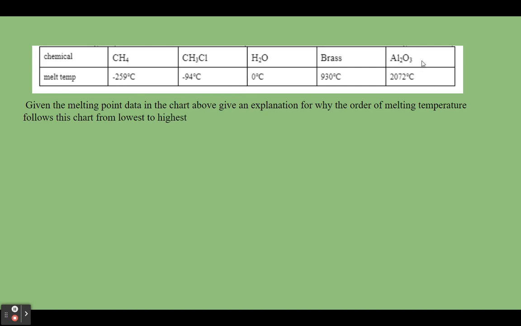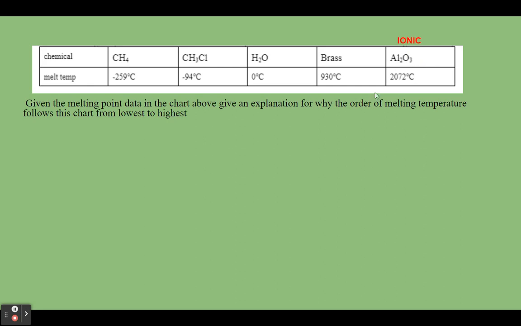The very first thing that I want to do is look at the chemical compounds that are given, and decide what kind of bonds are present. If I look at the highest melting temperature chemical, it contains a metal and a nonmetal. I know that that is an ionic compound. Brass is a type of metal. Brass only contains metal atoms, so I know the bond type for brass is metallic.